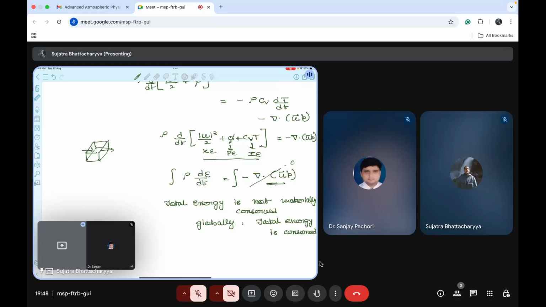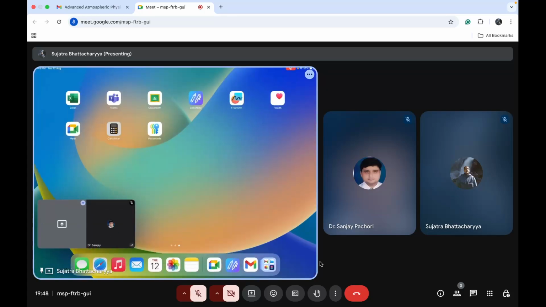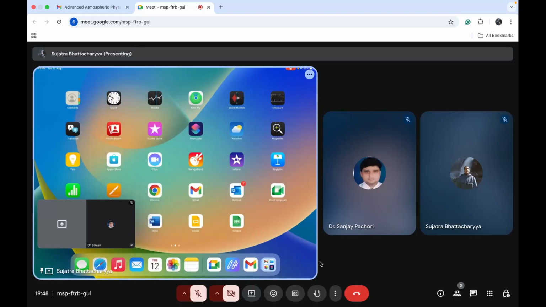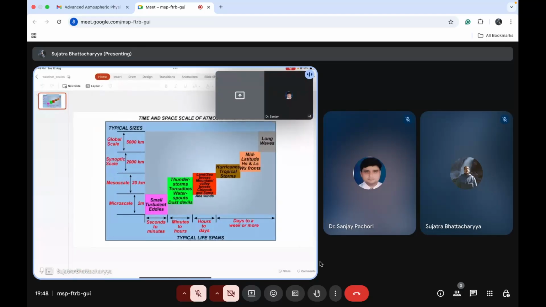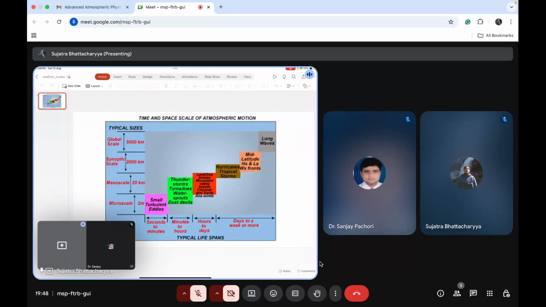Let's talk about the scale analysis and stop the lecture today. Okay, so I have one slide. Let me see where. Yeah, so these are the different atmospheric scales. You can see that there are small turbulent eddies which have a time scale, so this is the time, and this is the spatial scale.